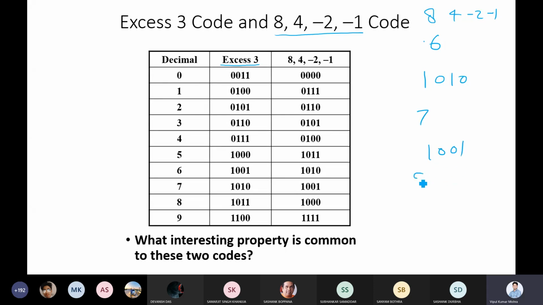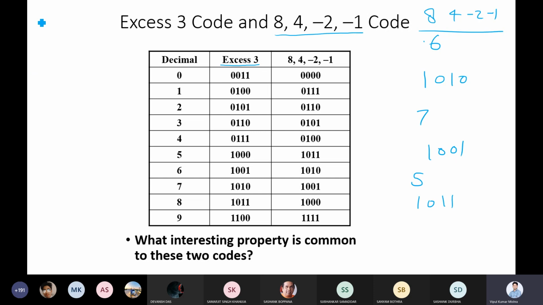Similarly, if I say I have a number 5, then what will we do? 5. 8, 4, minus 2, minus 1: 0 1 0 1, 1 0 1 1. Getting? So in that way, you can represent in 8, 4, -2, -1 coding. This is known as coding.